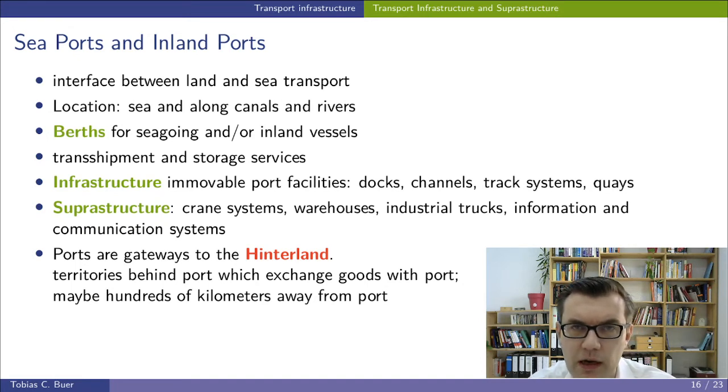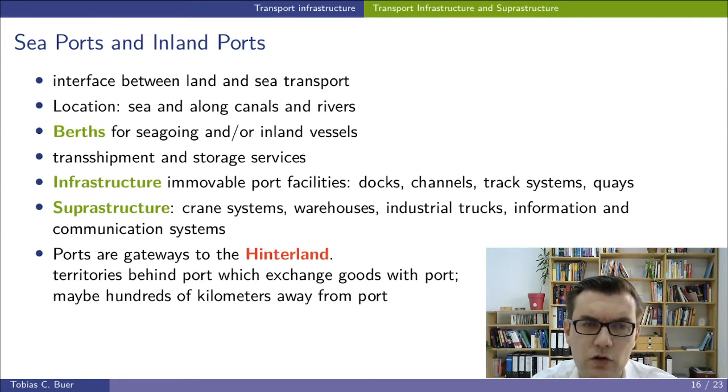In the port we have the infrastructure of the port. The infrastructure are those parts of the port which cannot be moved. They are fixed, static. These are, for example, the big long quay lines, the docks, the street system within the port.